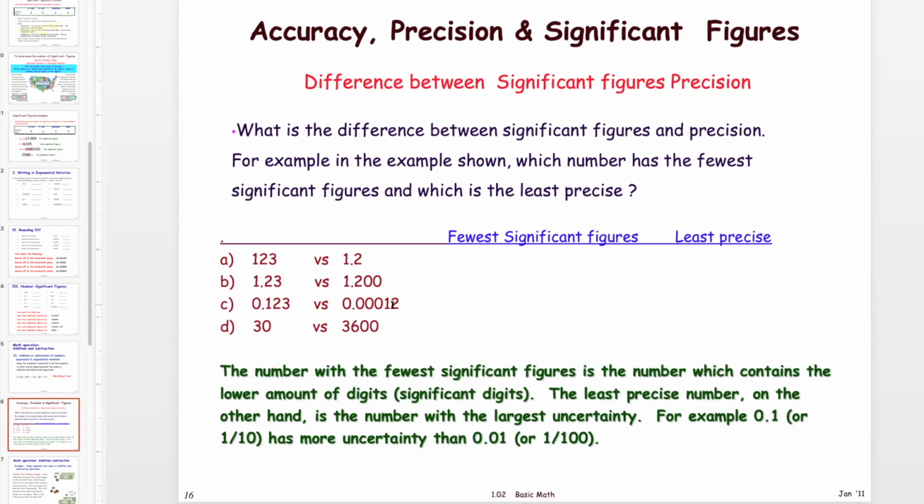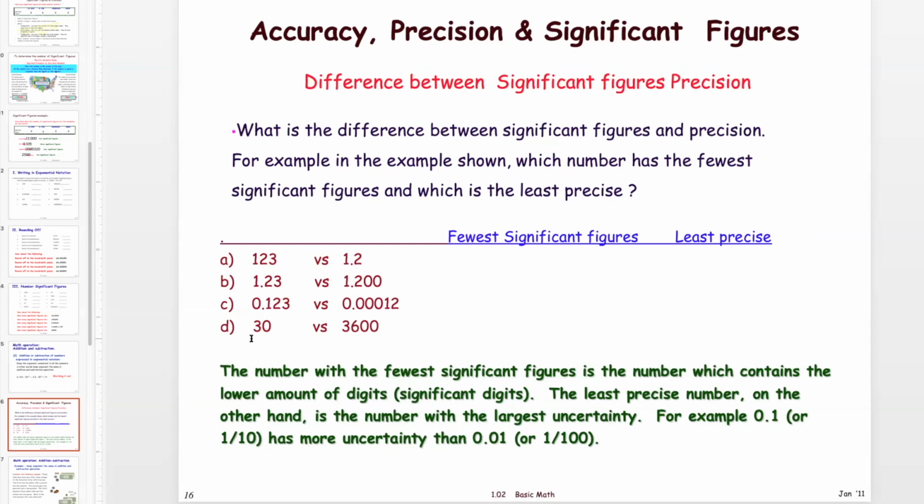But which one is least precise? That is, has the greatest error. The 0.123 or the 0.00012? 0.123. Exactly, because it's only to the thousandth, whereas this is to the 100,000. Exactly. Okay, and then finally, the last one here, which one has the fewest significant figures, 30 or 3,600?